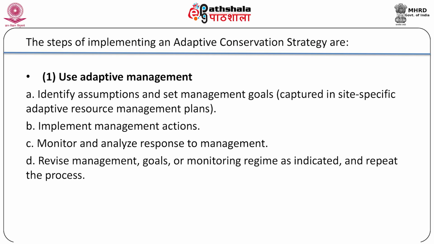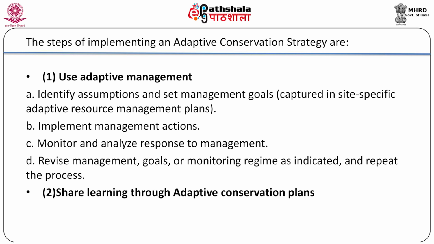The second step of implementing an adaptive conservation strategy is to share learning through adaptive conservation plans. It includes synthesizing findings from multiple adaptively managed projects, then developing an adaptive conservation plan focused on the species, habitat or ecosystem of interest. The plan incorporates findings from step 1 as well as peer-reviewed literature, grey literature and expert opinion. Conservation plans advance recommendations to guide resource management and policy and are available online as well as in hard copy.